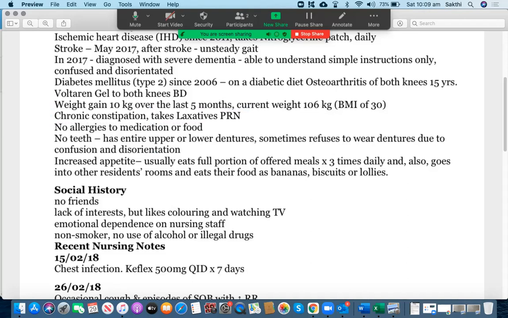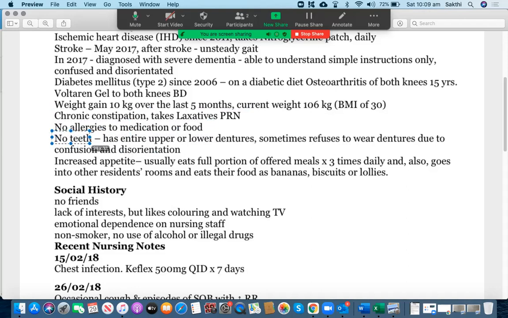No allergies to medications or food. I think you have mentioned unremarkable or something, isn't it? Am I right? Did you mention this or not? Yes, sir. Okay, then it's okay. No teeth, has entire upper and lower dentures, sometimes refuses to wear dentures due to confusion and disorientation.